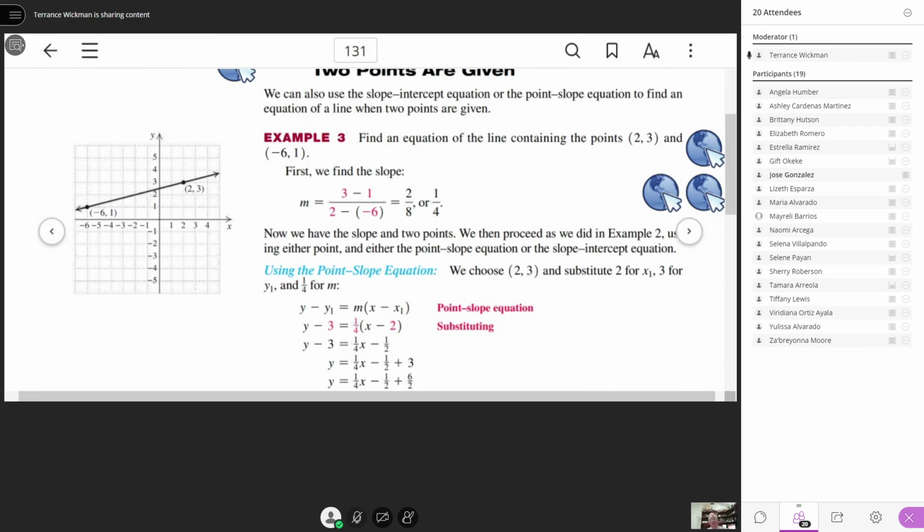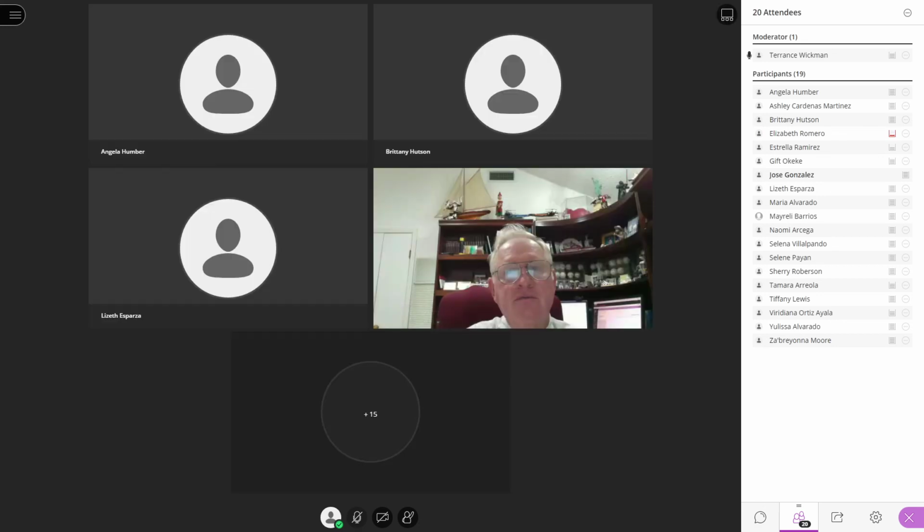Okay, now let's go to example 3. Find an equation of line that contains 2 points. I'm going to do this one manually for you. 2/3 is 1 point, and -6, 1 is another point. So here we go.